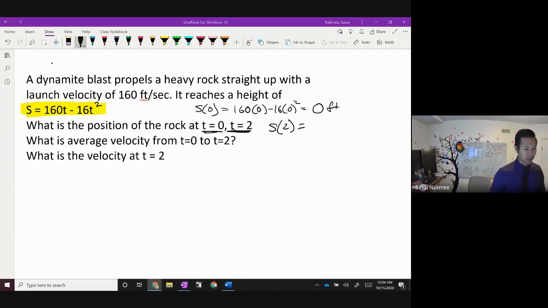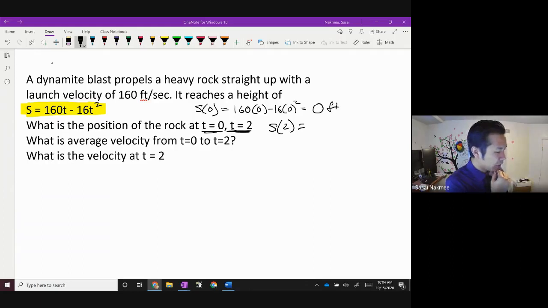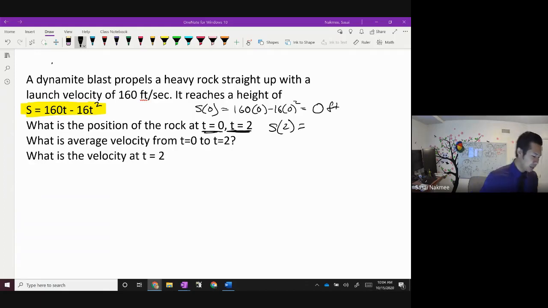You can just write your answer if you want. You could also show the work if you want. All I ask though is please don't forget the units when you're doing this problem. Please don't forget the units. So a dynamite blast propels a heavy rock straight up with a launch velocity of 160 feet per second. It reaches a height of s, which is equal to 160t minus 16t squared.